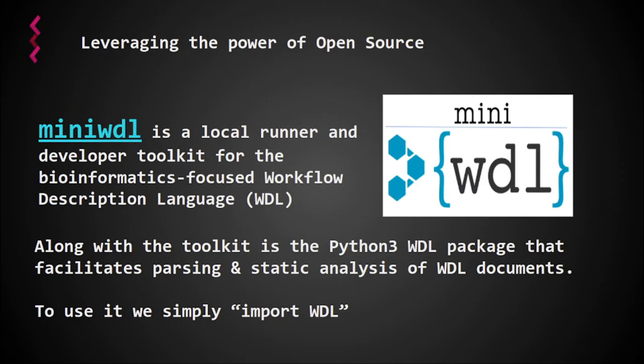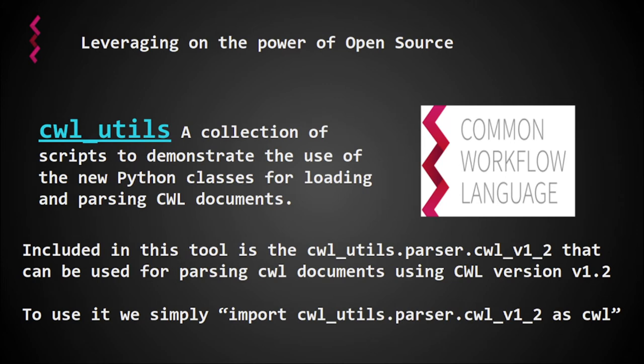This current version handles the complexity of parsing complex WDL documents by using the Python WDL package that comes with the miniWDL open source tool. It is a local runner and developer toolkit for running WDL documents. To use, we simply import WDL. To create the resulting CWL document, we use the CWL utils tool, a collection of scripts for parsing CWL documents. Version 1.2 is used in this project.